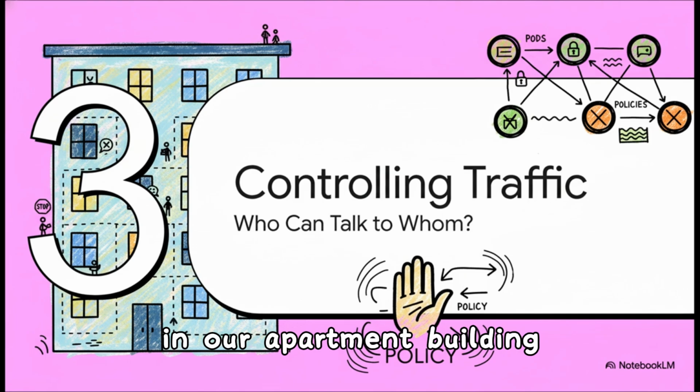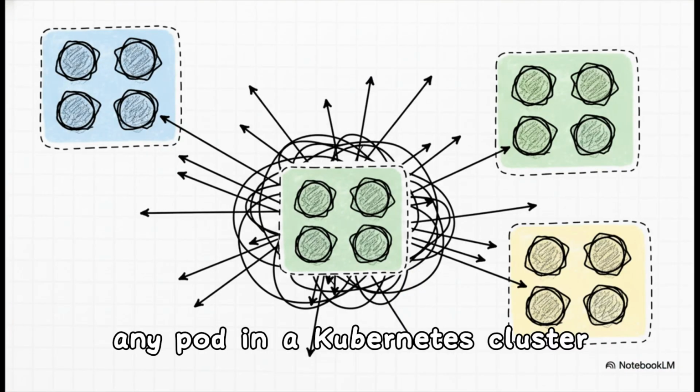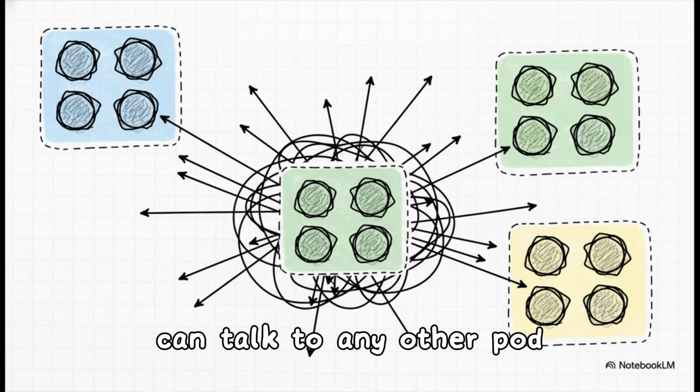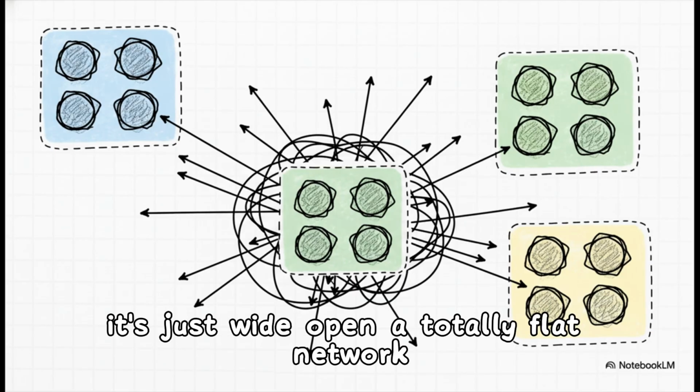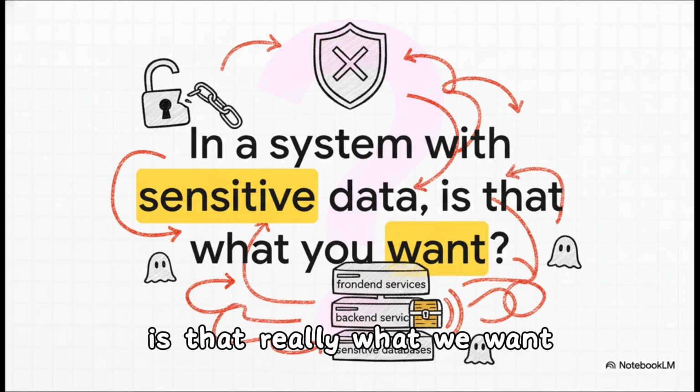Okay, so we've handled the resource budgets, but what about network traffic? In our apartment building, who's allowed to talk to whom? So get this. By default, any pod in a Kubernetes cluster can talk to any other pod. It's just wide open, a totally flat network. Now think about that for a second. In a big system with sensitive data flowing around, is that really what we want?